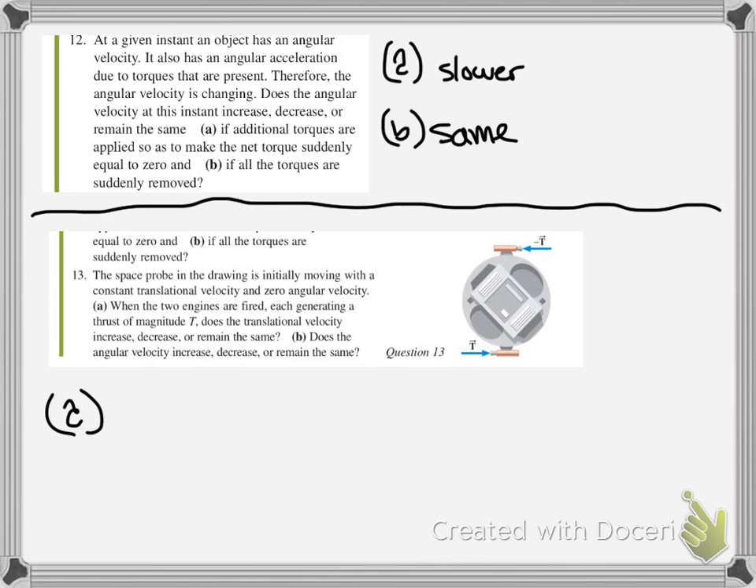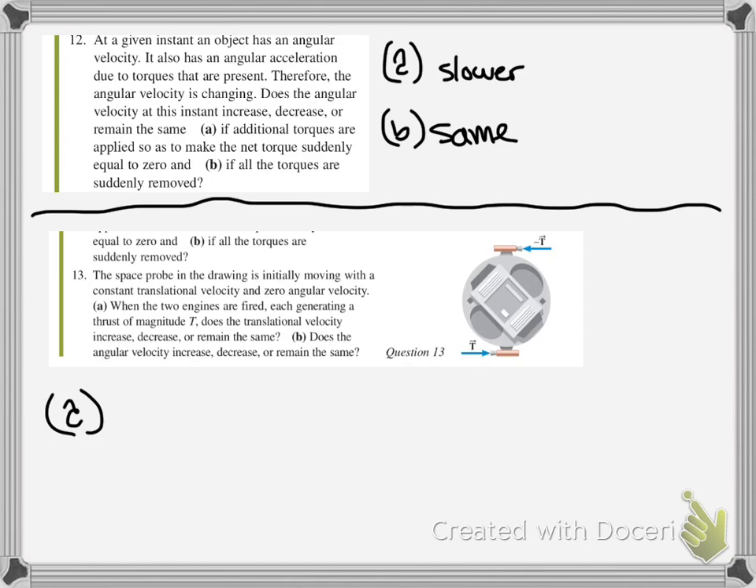Okay, now number 13. The space probe in the drawing is initially moving with a constant translational velocity and zero angular velocity. When the two engines are fired, each generating thrust of magnitude t, does the translational velocity increase, decrease, or remain the same? Okay, well, if both thrusts are turned on, it actually gets faster because they're on opposite sides and going in opposite directions, that means that it will start moving.